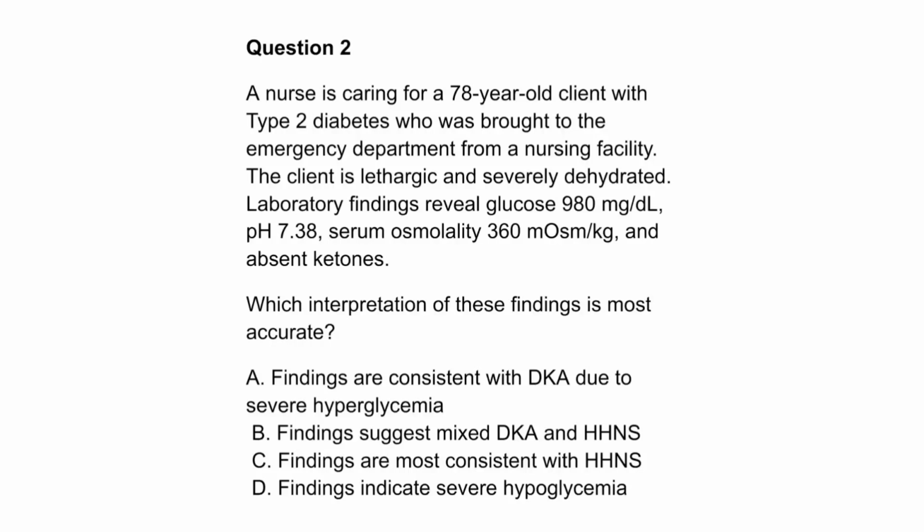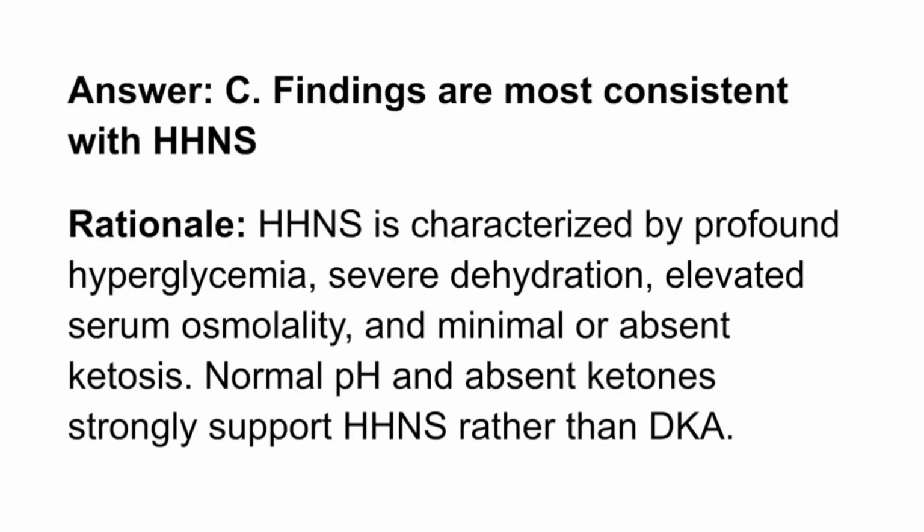A. Findings are consistent with DKA due to severe hyperglycemia. B. Findings suggest mixed DKA and HHNS. C. Findings are most consistent with HHNS. D. Findings indicate severe hypoglycemia. Answer: C. Findings are most consistent with HHNS. Rationale: HHNS is characterized by profound hyperglycemia, severe dehydration, elevated serum osmolality, and minimal or absent ketosis. Normal pH and absent ketones strongly support HHNS rather than DKA.